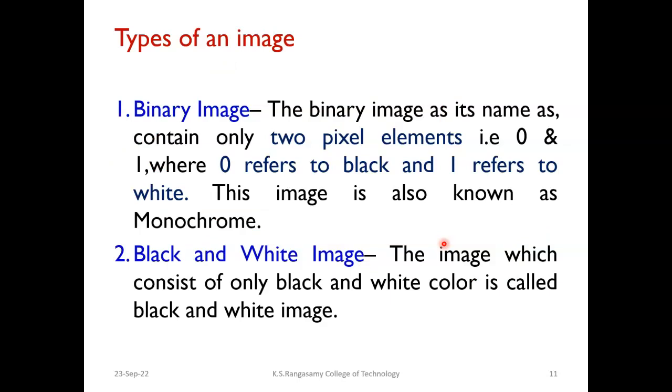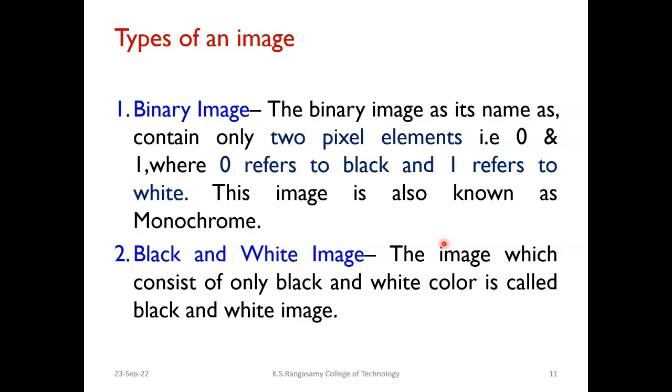Next, we see the last topic, types of an image. The first type is the binary image. A binary image, as its name suggests, contains only two pixel values. Already we know binary is the 0 and 1 values. Here, 0 refers to black color and 1 refers to white color. This image is called a binary image, also known as monochrome.